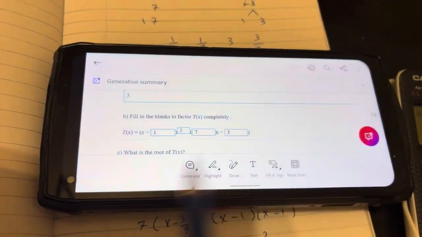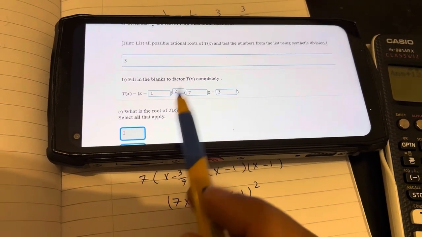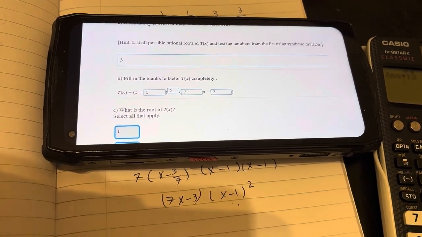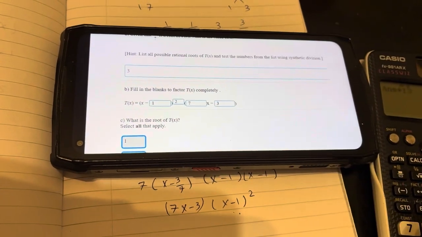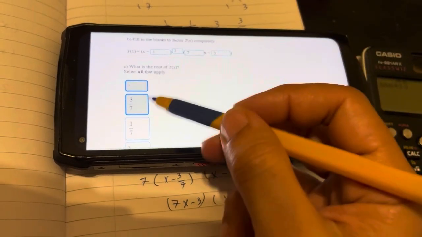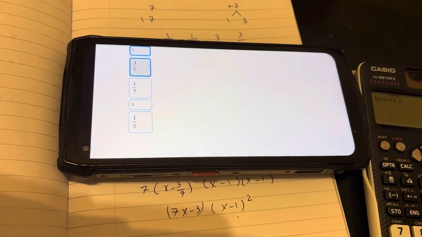So here he wants you to write it. So x minus 1 squared here, because I got it 2 times, and 7x minus 3. And then what is the root of it? You know x is equal to 1 and x is equal to 3 over 7. These two are only the roots, and one is repeated or multiplying root.